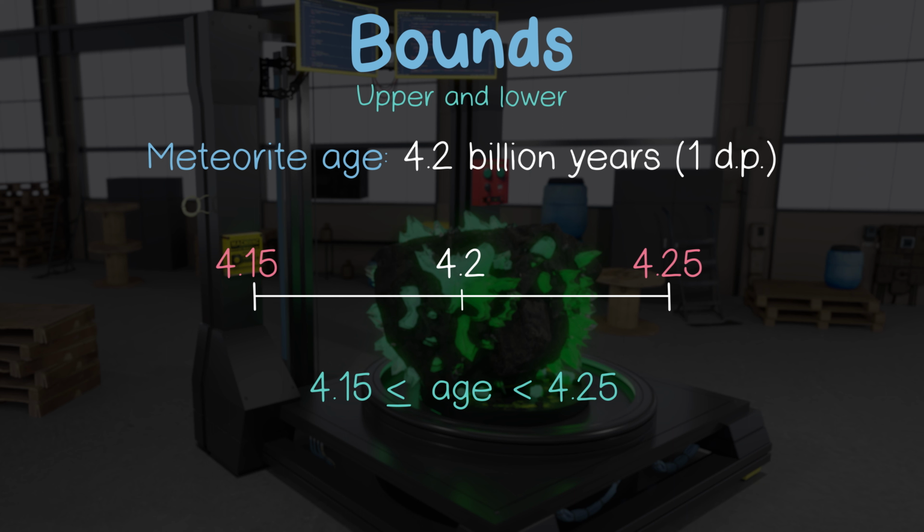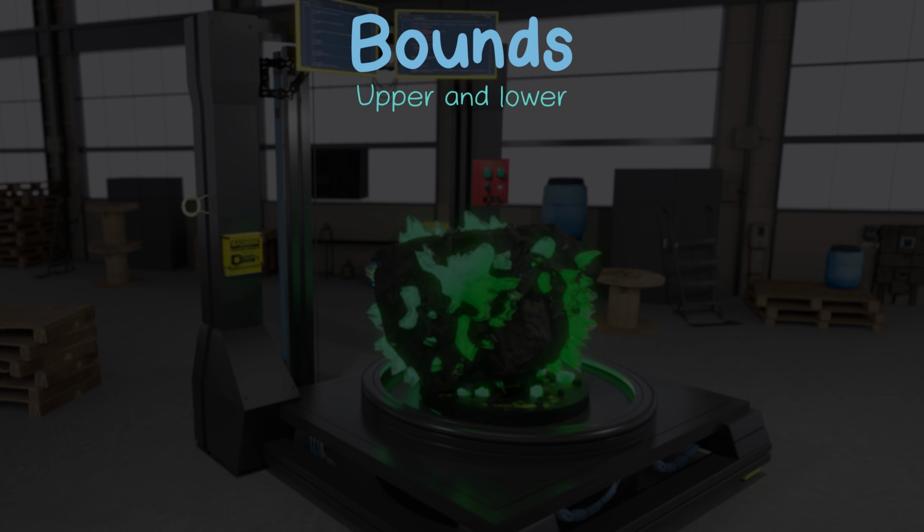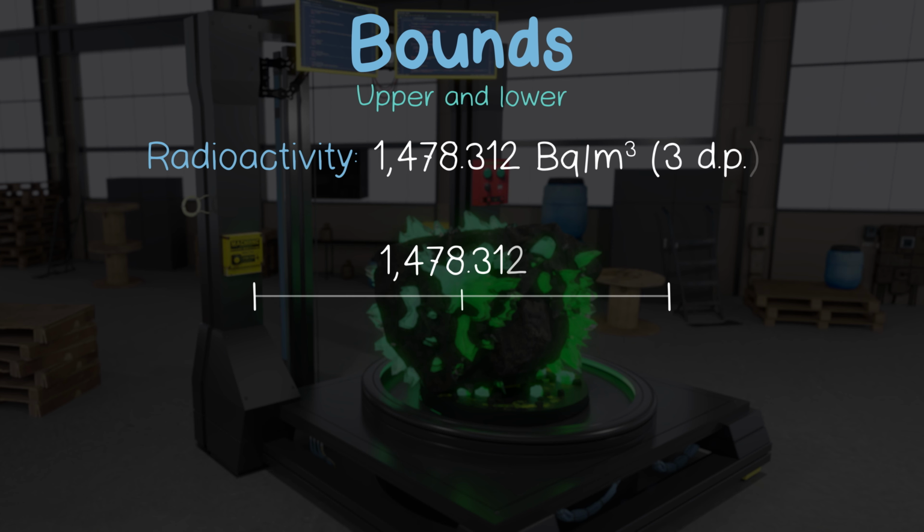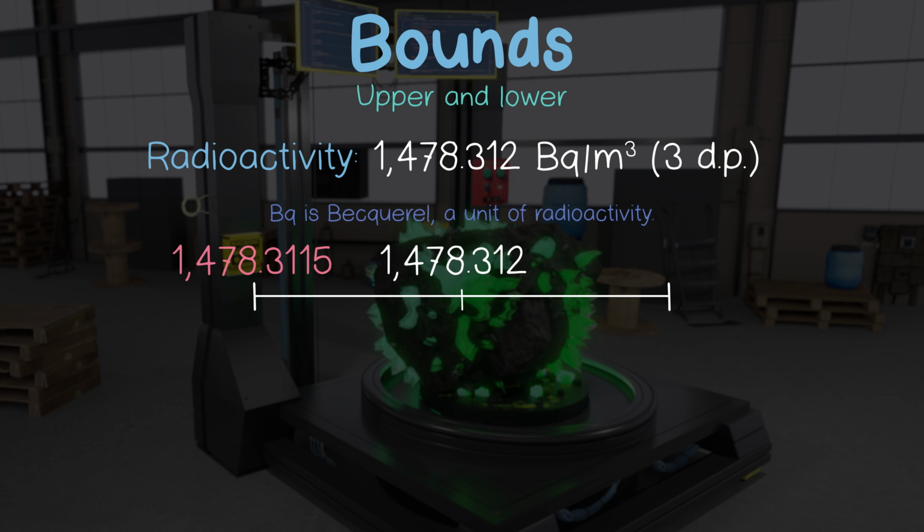Our meteorite contaminated the soil that it landed on. A sample of soil from the crash site was taken and its radioactivity was measured. This was the measurement that was found, and it was rounded to 3 decimal places. Finding our lower bound first, if our radioactivity was measured to be lower than 1478.3115, then when it was rounded to 3 decimal places, it would have instead rounded down to 1478.311. So this is going to be our lower bound, as it's the smallest number that rounds to our value.